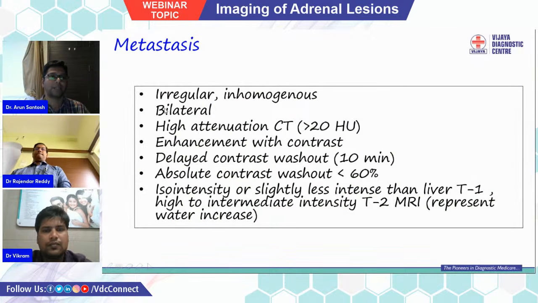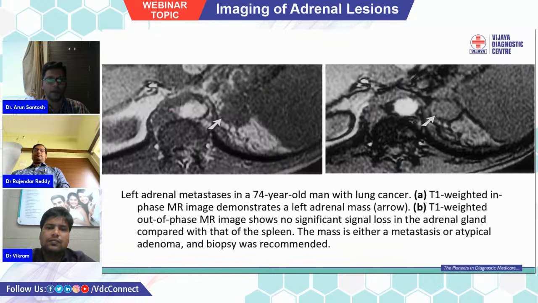Metastasis can be irregular, inhomogeneous, bilateral generally. High attenuation, like more than 20 HU. Enhancement can be inconsistent, it can be delayed, contrast washout can be seen. Isointense or slightly less intense than the liver on T1 and high to intermediate intensity on T2.